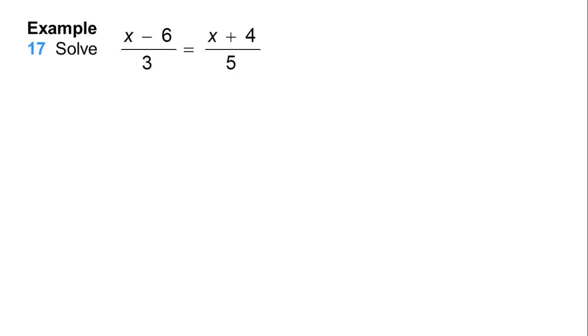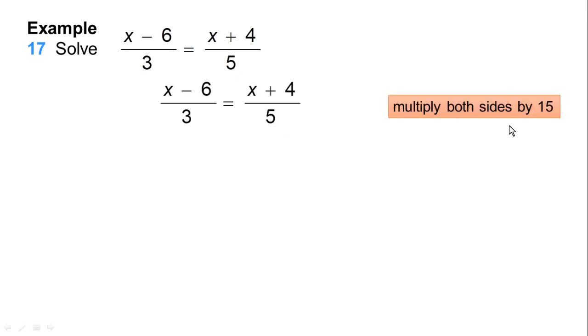Next example. Solve (x minus 6) over 3 is equal to (x plus 4) over 5. You will see on the left side is a fraction, on the right side is a fraction. I can multiply both sides by 15. Where did I get 15? Why suddenly there is a 15 over here?